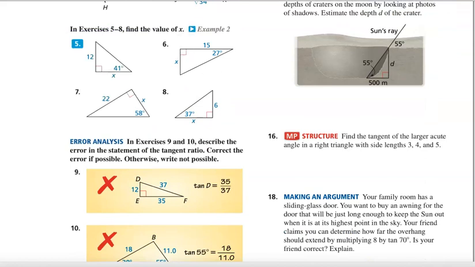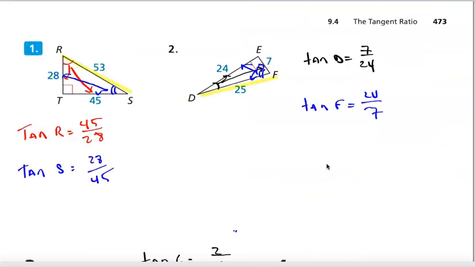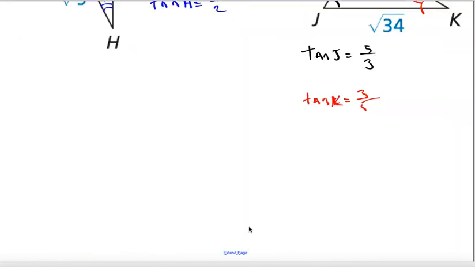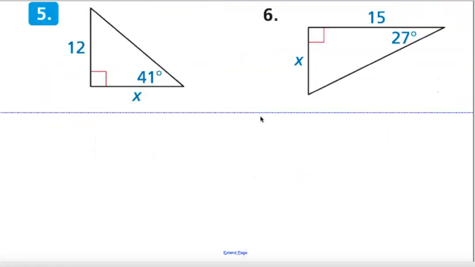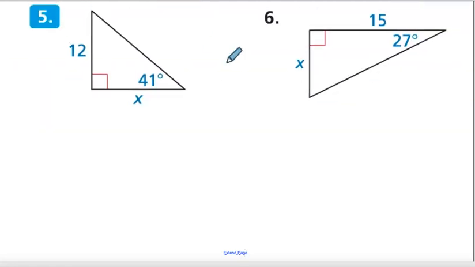Okay, let's do 5 and 6 here. In 5 and 6, find the value of x. No problem. So find the value of x. Here I have the angle, so I have the tangent of 41 degrees is equal to opposite over the adjacent.